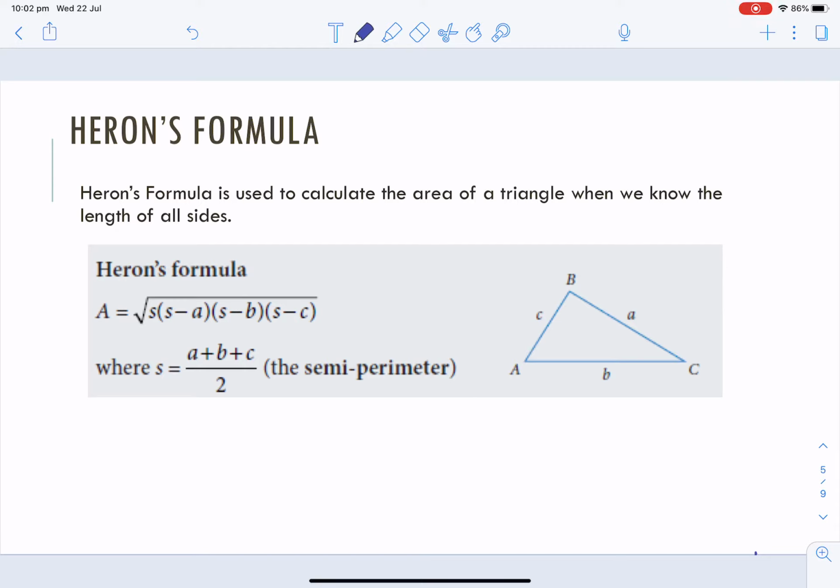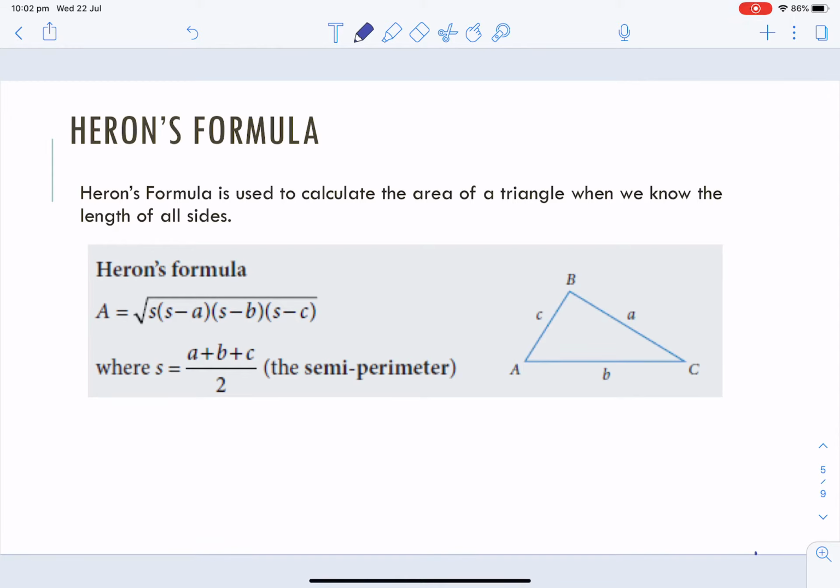The best example in this is if you don't have a right-angled triangle. Most of the time with a right-angled triangle, you can use half base times height as the area formula. But in this case, our ABC triangle, we know all 3 sides and it's not right-angled.